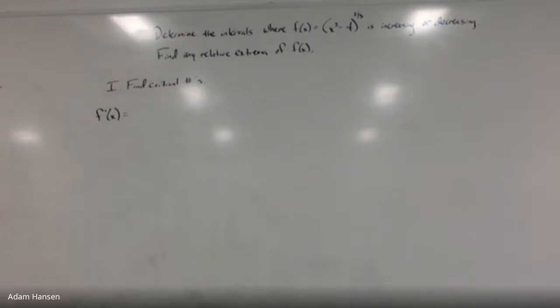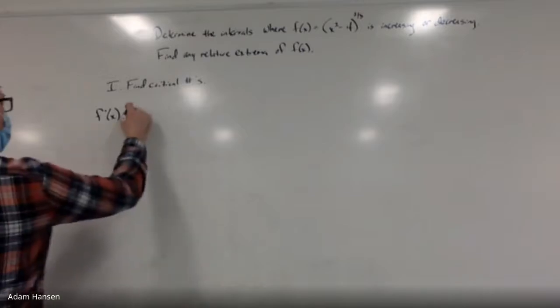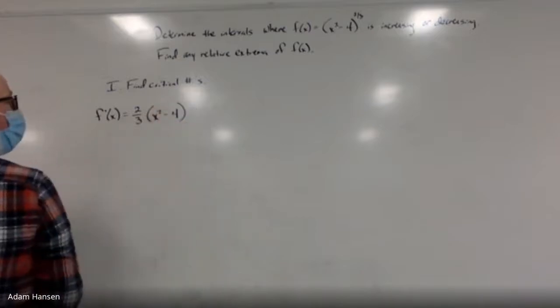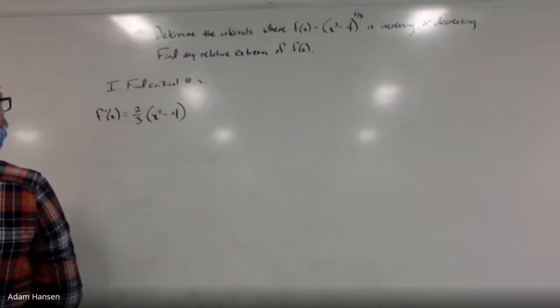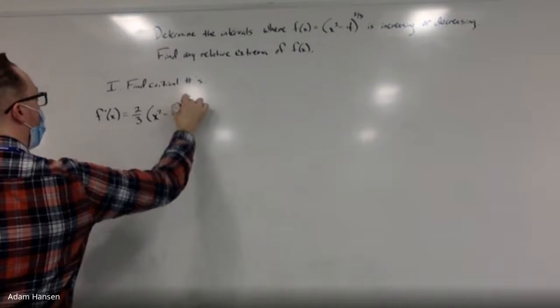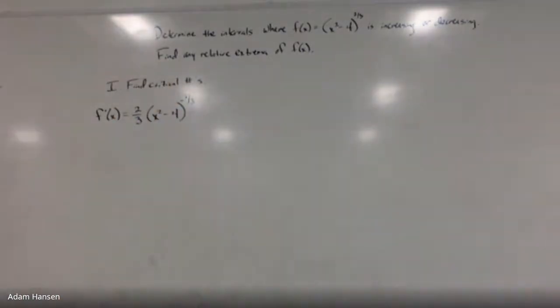The derivative of f of x equals x squared minus 4 quantity to the 2/3 would be what? Use the power rule. 2/3 comes down. Then it's the same quantity, x squared minus 4, to a new exponent. What's 1 less than 2/3? Two-thirds minus 1 is negative 1/3. That's half the story.